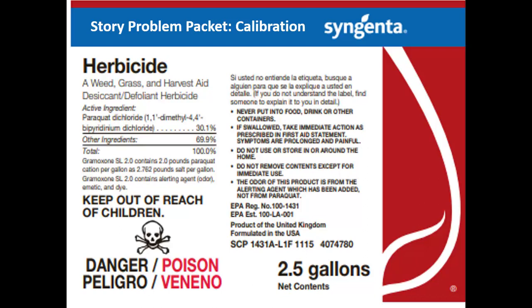Next, let's use an actual pesticide product label to answer a few calibration questions. You may wish to pause this video to download the associated story problem packet, which includes story problems on page 6 and the associated Gramoxone product label on pages 8 through 13. This can be downloaded at pesticides.montana.edu by selecting Publications and Resources, then selecting and downloading the core topic story problem packet.